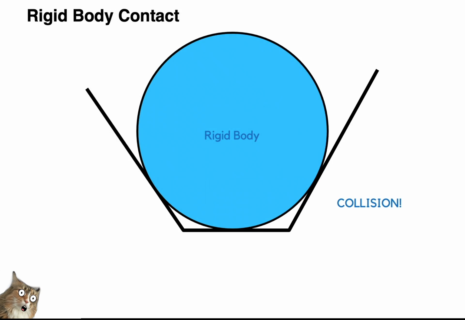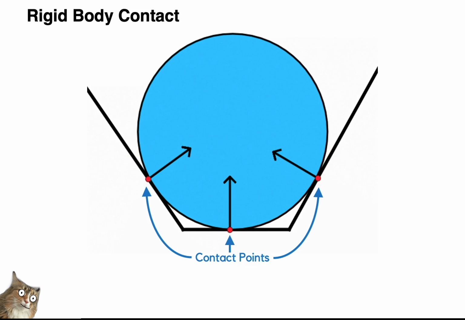So assuming we have a working collision detector, we can use it to detect points at which our two objects are coincident, that the distance between them is zero. And we call these points, somewhat boringly, contact points.